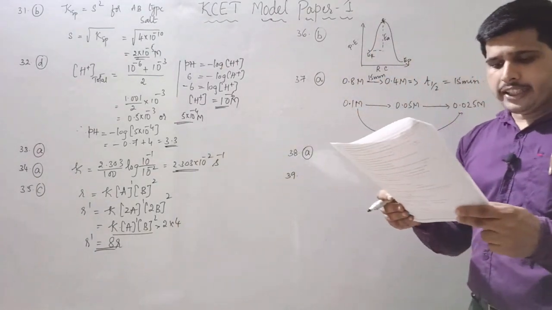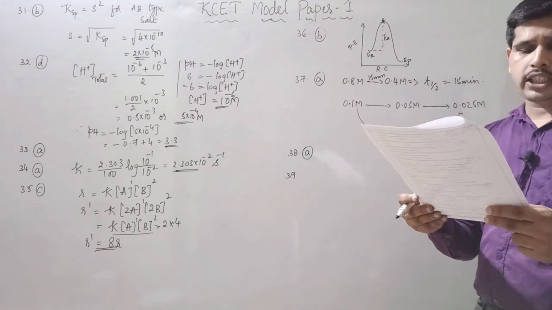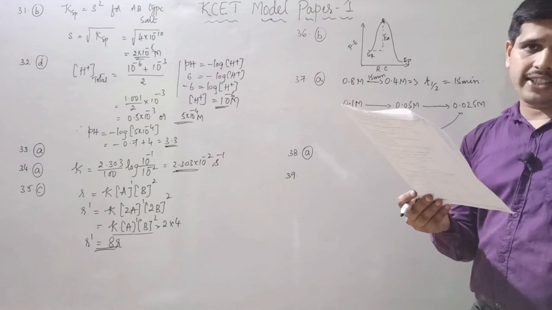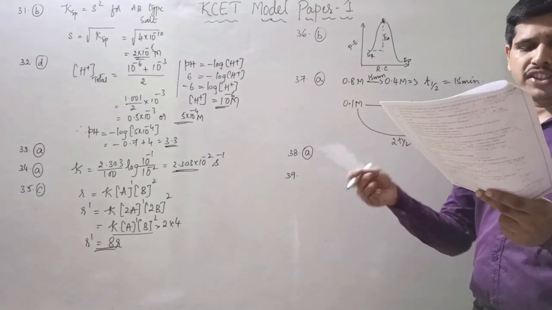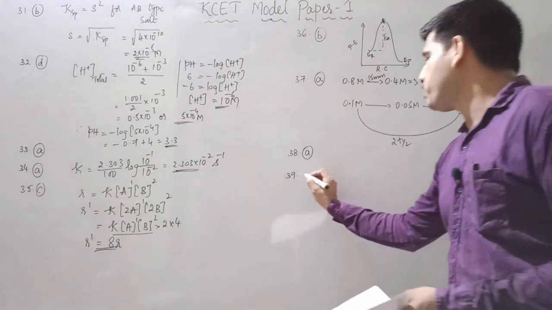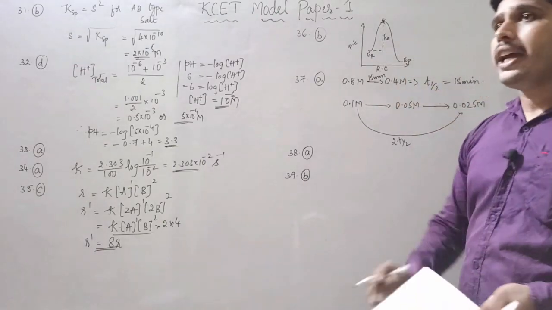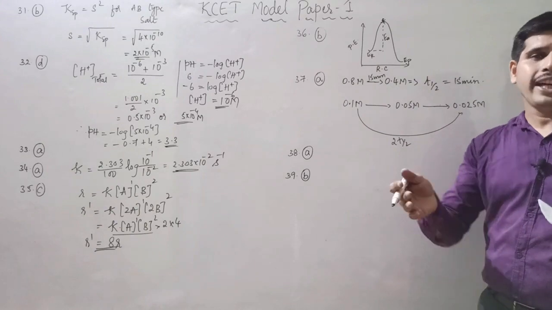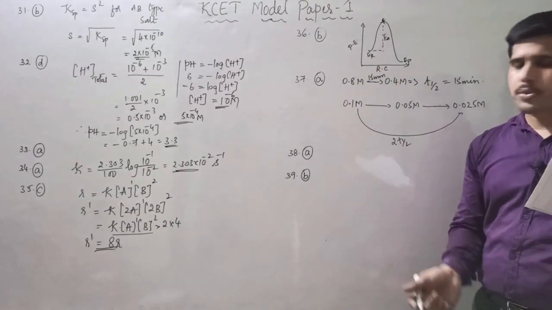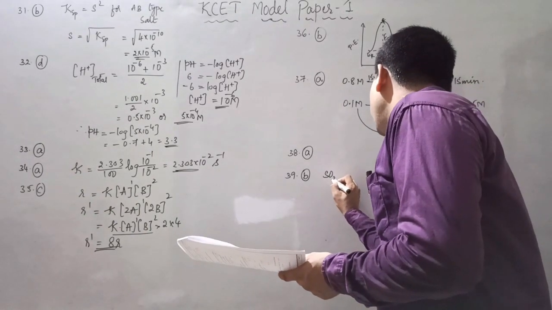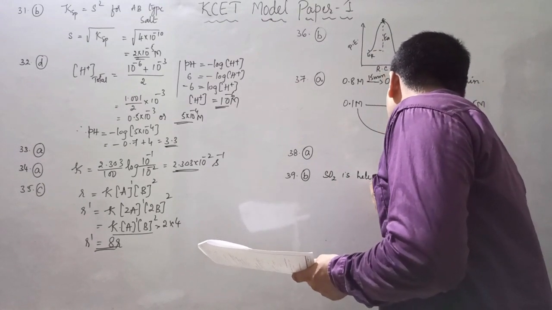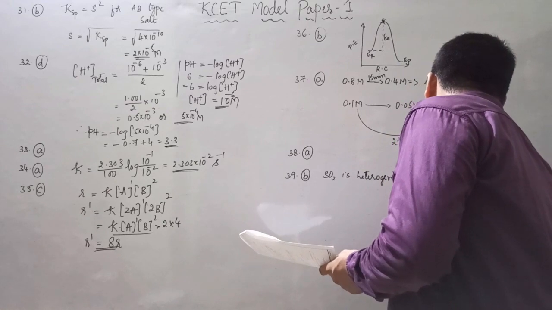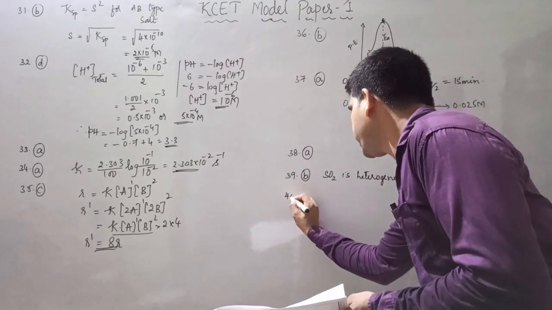39th one. Identify the gas which is readily adsorbed by activated charcoal. If you observe, all the other gases except B are homogeneous gases. So obviously the one which is different is heterogeneous, option B. You can write the reason there if you want: heterogeneous gases are adsorbed to a greater extent than homogeneous gases. So option B, SO2, is a heterogeneous gas, therefore it is going to adsorb to a greater extent.